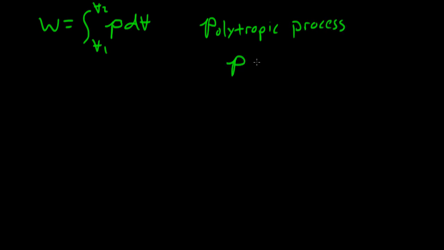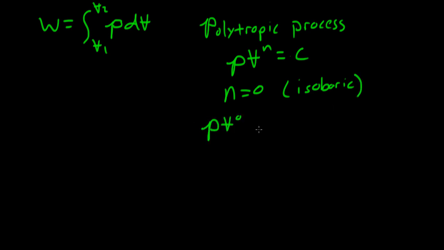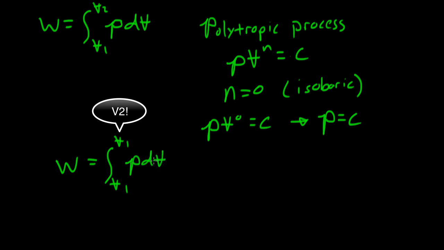Recall that the work done when a system changes volume can be computed from the integral of pressure over the volume change. Work is the integral from volume 1 to volume 2 of P dV. For a polytropic process, PV to the n equals a constant. For a constant pressure process, n equals 0. Substituting, you get PV to the 0 equals a constant. In other words, pressure equals constant. Substituting into our work integral, work is equal to the integral from volume 1 to volume 2 of P dV, where P is a constant, so the pressure comes out. We're left with the integral from V1 to V2 of dV, which is simply pressure times volume 2 minus volume 1.